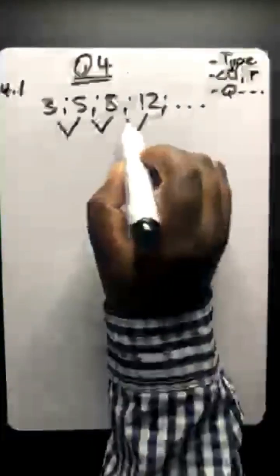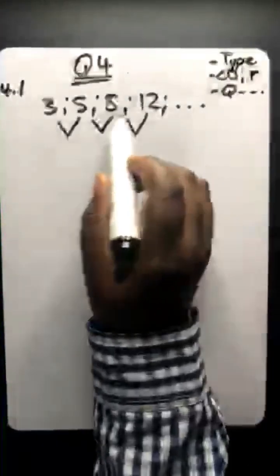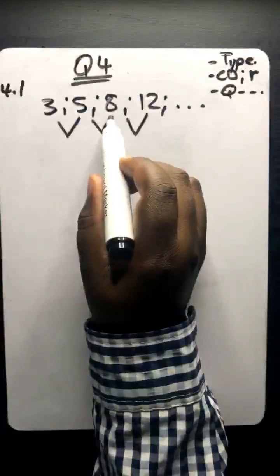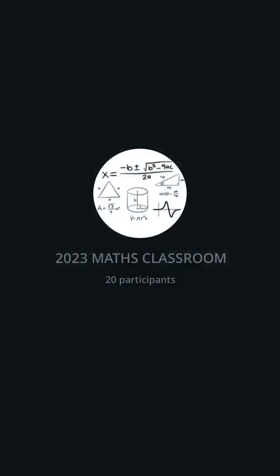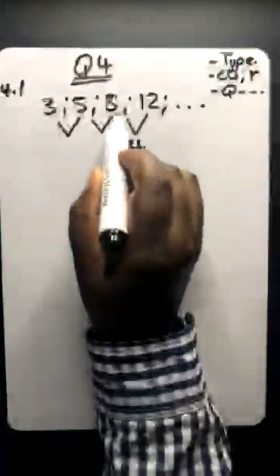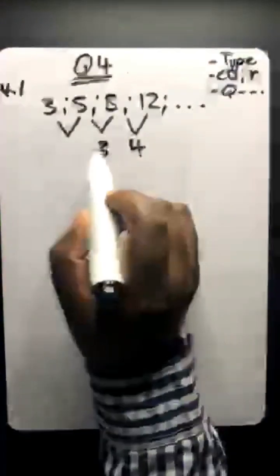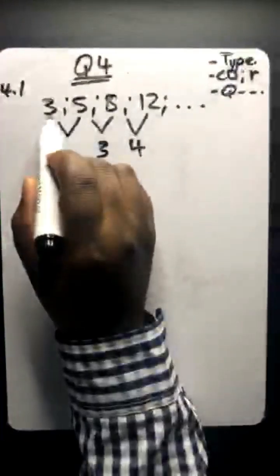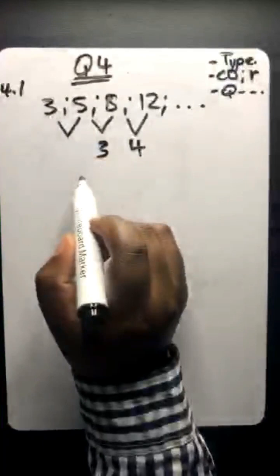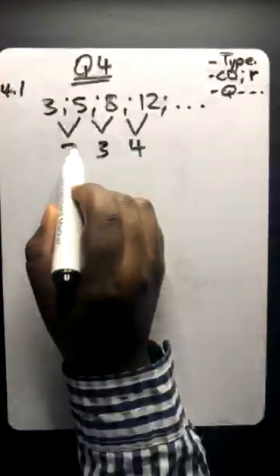So before I even look at the question, let me quickly check if indeed it is a quadratic. So what is 12 minus 8? Is it 4? I think, yes, it's 4. It has to be 4. But what is 8 minus 5? I think that is 3. What is 5 minus 3? I think that is 2.